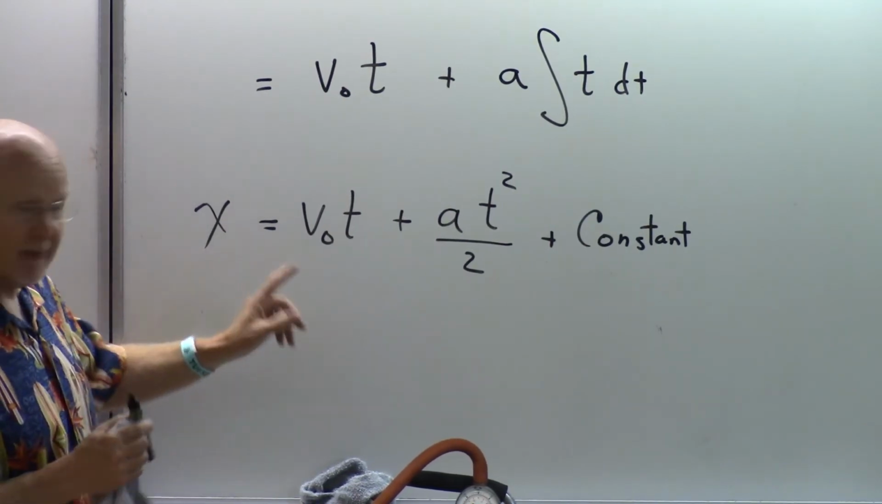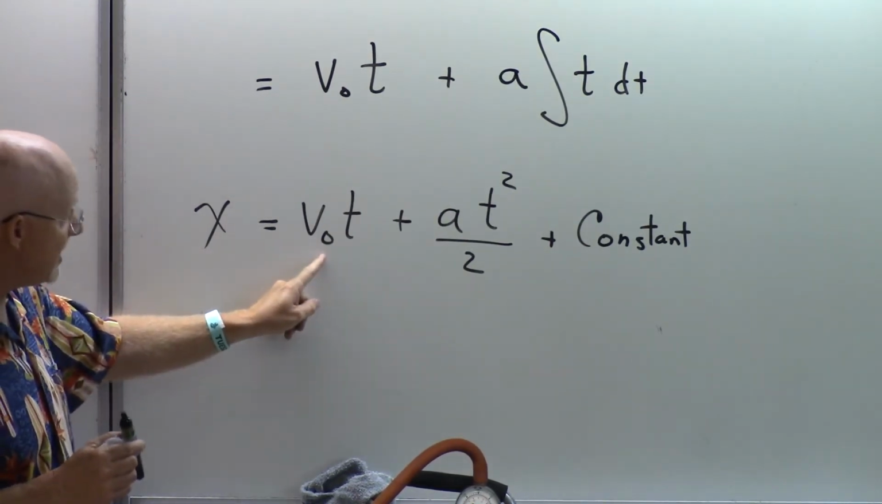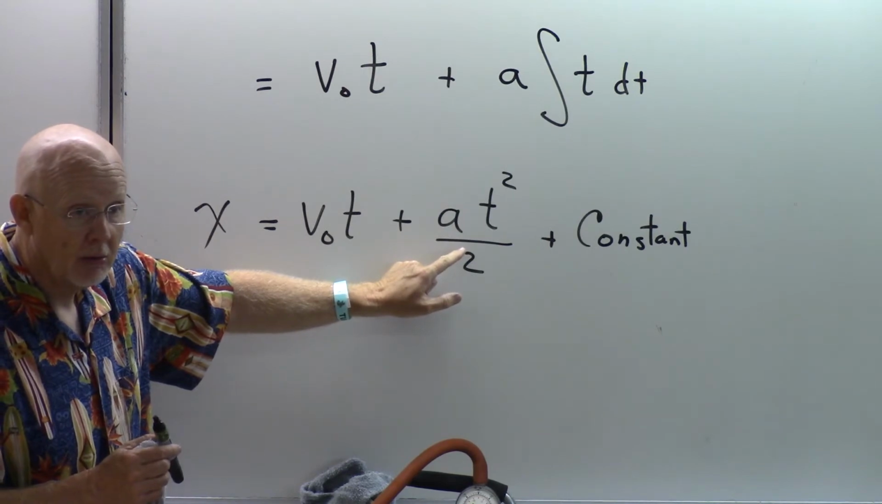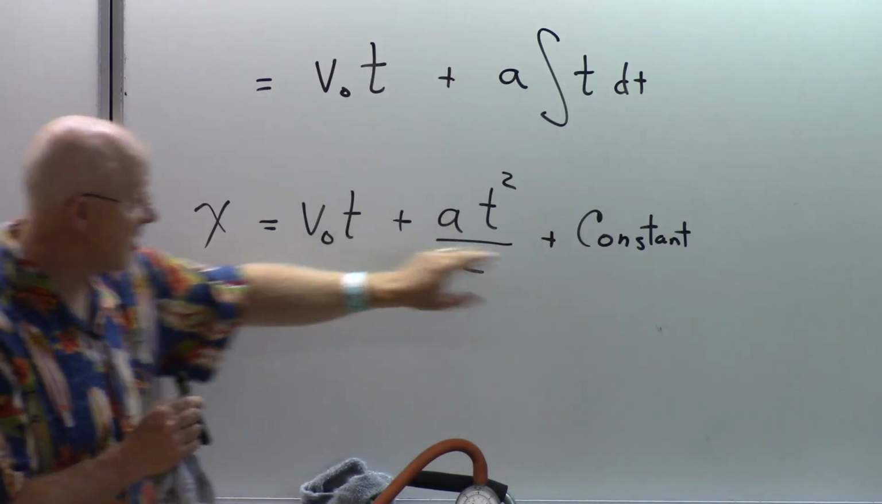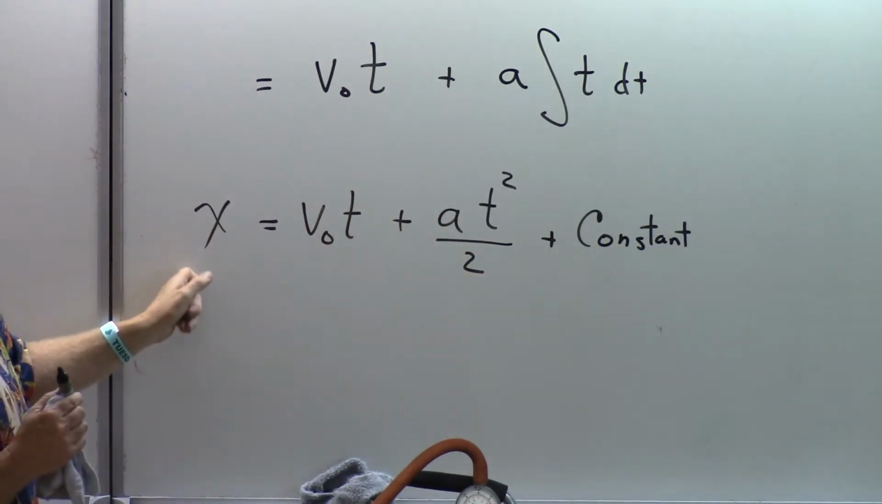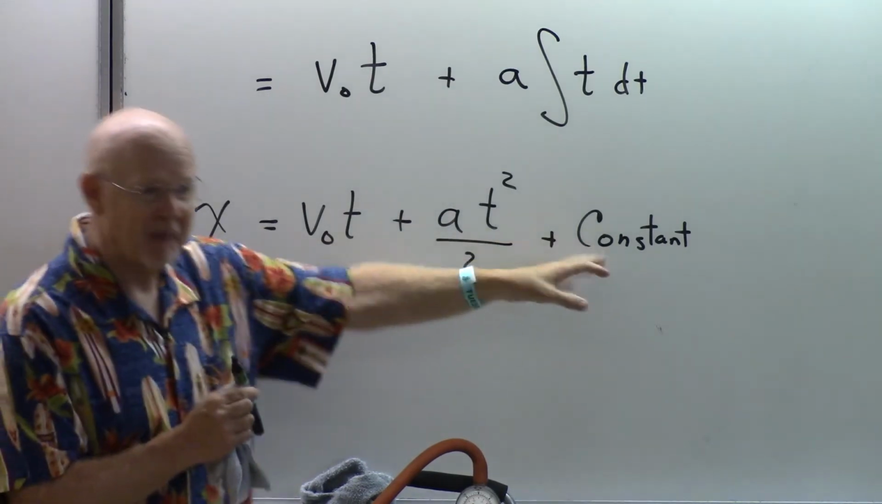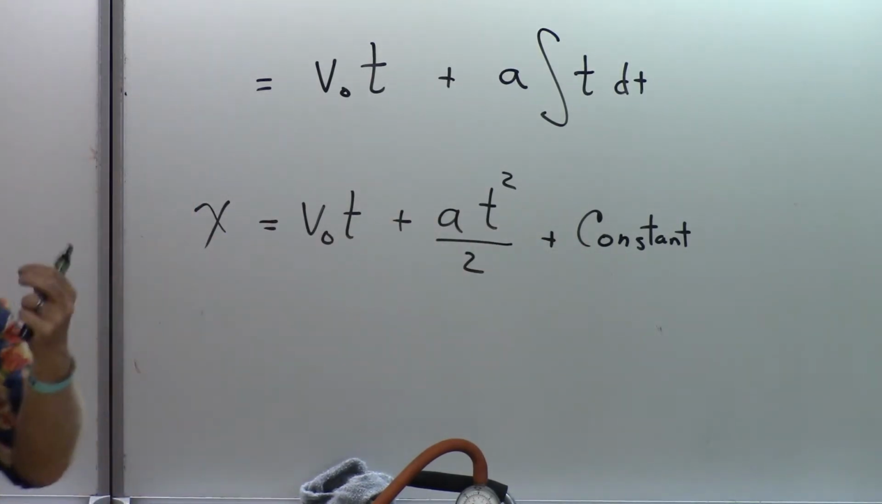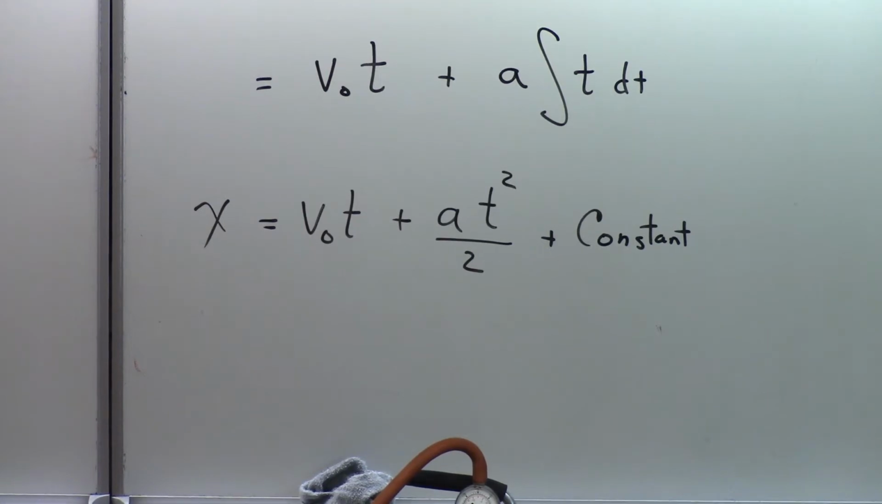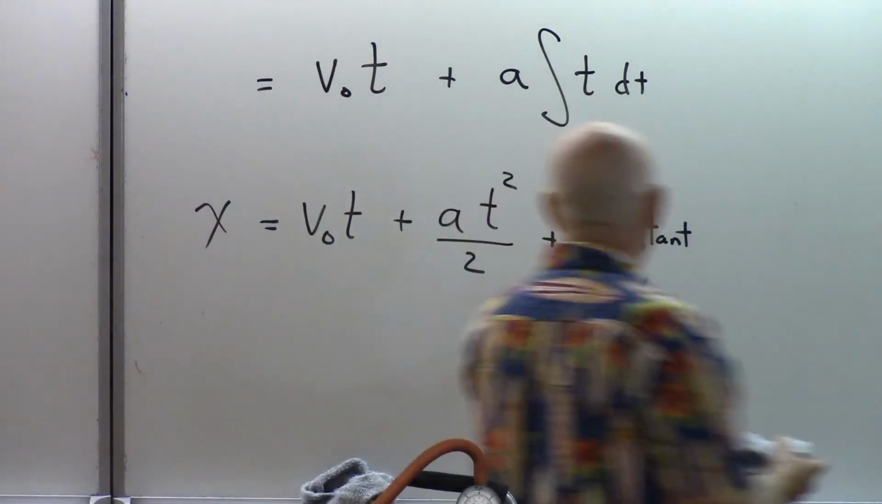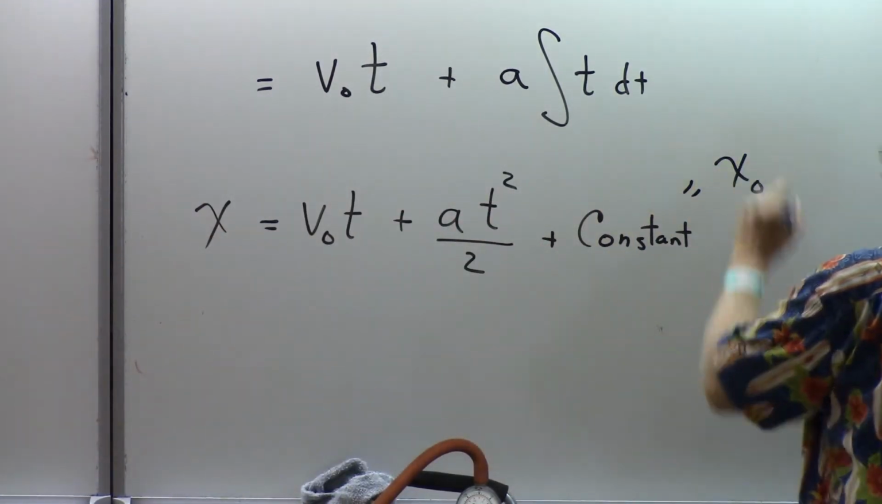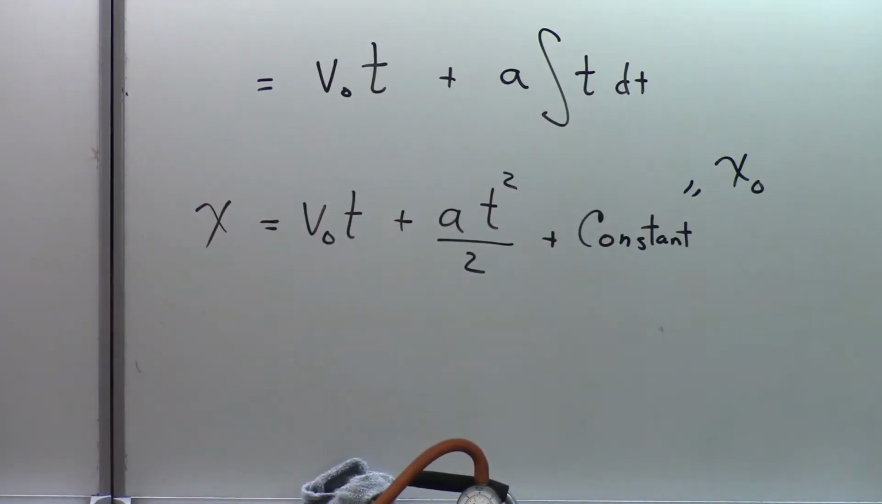See, right, when time is equal to 0, that is 0 and that is 0. So when time is 0, this constant is the position. So this constant must be the position when time is 0. So let's call that x naught.